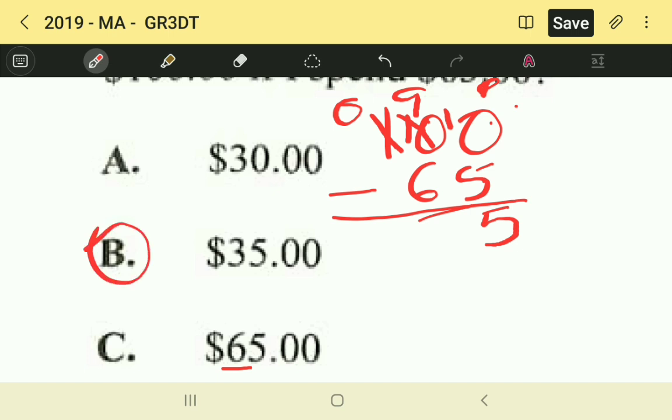But let's work it out for those who would not have picked up on this. You can't take 65 from 100 and have another 65 left. Alright, so let's continue. 6 from 9 is 3. So we're looking for a 35, which is at B.